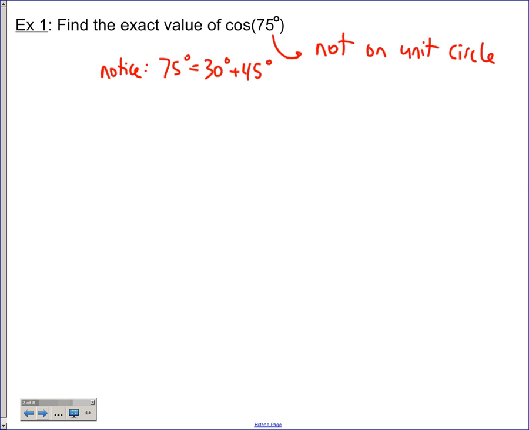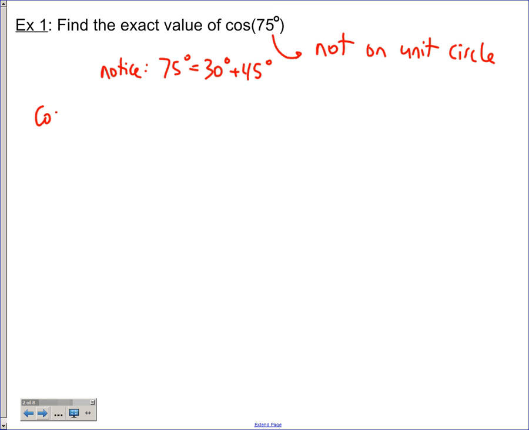So our first example is to find the exact value of cosine of 75 degrees. Now, if we were going to try to find this, it's not on the unit circle, right? And if we plugged it into our calculator, we would get a decimal. It wouldn't be exact. So what we need to do is use these sum and difference formulas to try to evaluate it exactly using unit circle values that we do know. So let's notice that 75 degrees is 30 degrees plus 45 degrees. So if we're evaluating the cosine of 75, we can use the sum formula for cosine.